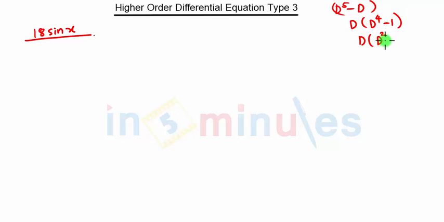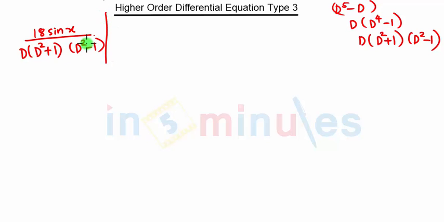So we have 18 sin x upon the denominator. In the denominator we will have the terms of D, so D raised to 5 minus D can be represented as D into D raised to 4 minus 1, which can be represented as D square plus 1 into D square minus 1. So we are going to represent D raised to 5 minus D in this part, which is D into D square plus 1 and D square minus 1.